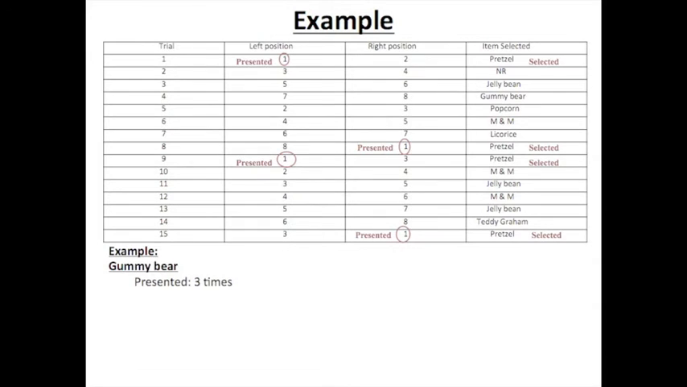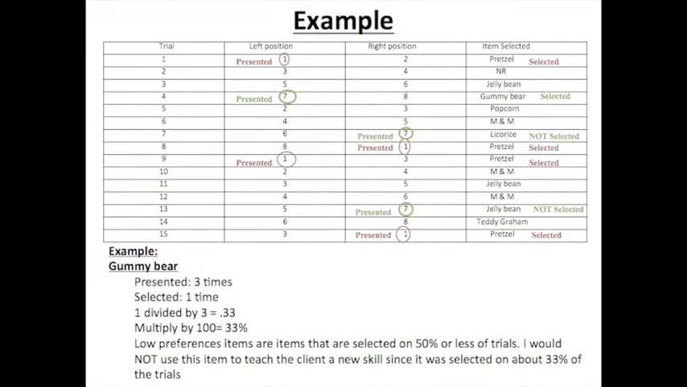Another example, if you see a gummy bear presented 3 times, and selected 1 time, one divided by 3 equals 0.33. Multiplied by 100, you get 33%. Low preference items are items that are selected on 50% or less of trials. I would not use this item to teach a client a new skill, since it was selected on about 33% of trials.